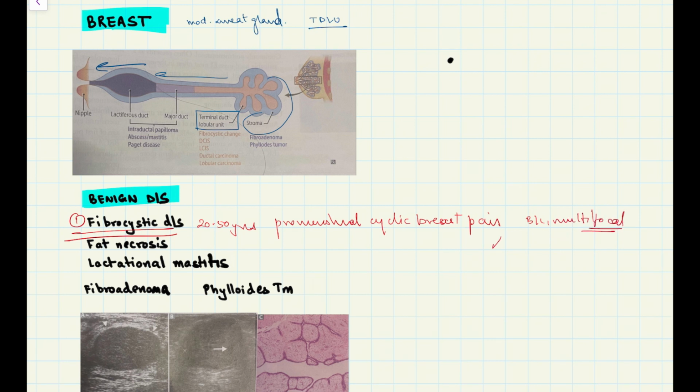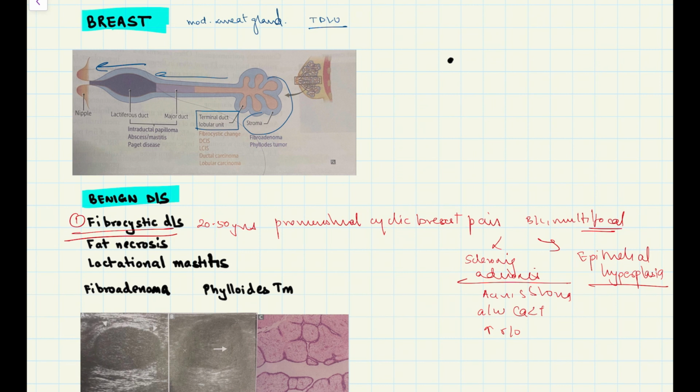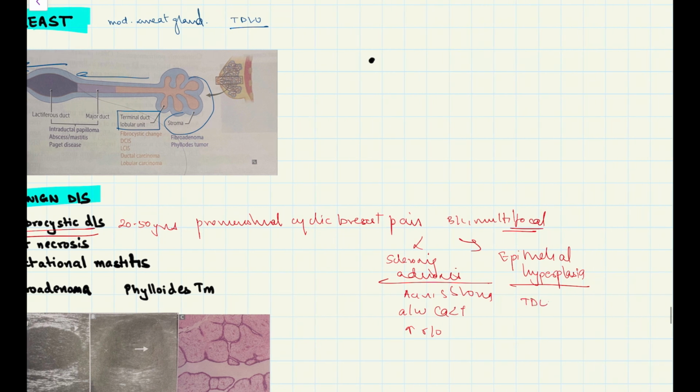It is of two types. First is sclerosing adenosis, where there is fibrosis of the acini and stroma, and it is associated with calcification, right? There is a slight risk of increase of cancer. Next is epithelial hyperplasia, where the cells in the terminal ductal or lobular epithelium undergo hyperplasia, and here there is increased risk of carcinoma with atypical cells.